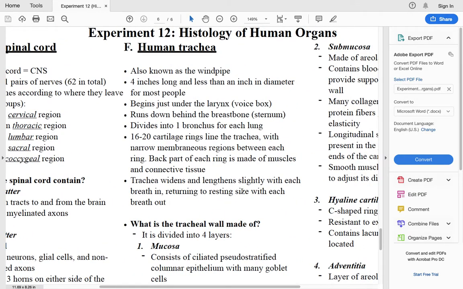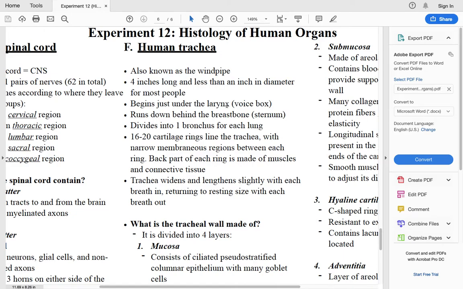Finally, we have the human trachea. The human trachea is also known as the windpipe. It's 4 inches long and less than an inch in diameter for most people. It begins just under the larynx. The other name for larynx is the voice box. It runs down behind the breastbone, which is the sternum. It divides into 1 bronchus for each lung.